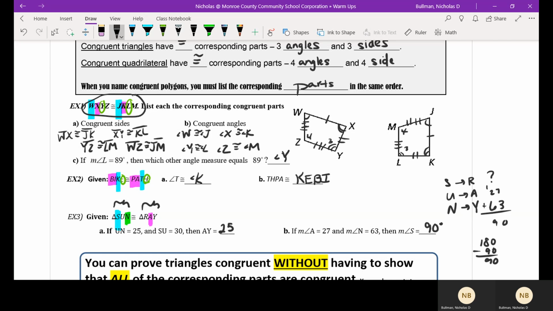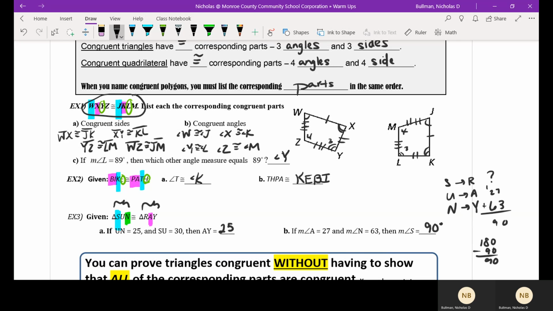But a lot of this is just coming down to you reading a congruency statement and realizing the order matters and the congruent parts will match up. So if you're looking for a segment, that's 2 letters, keep the same order. If they're the first 2 letters, match it to the first 2. If they're the middle 2, match it to the middle 2. And then angles are just going to be 1 letter.